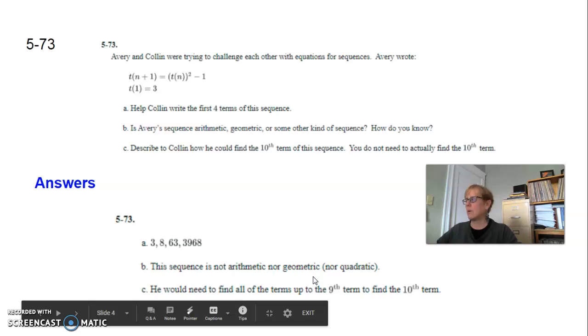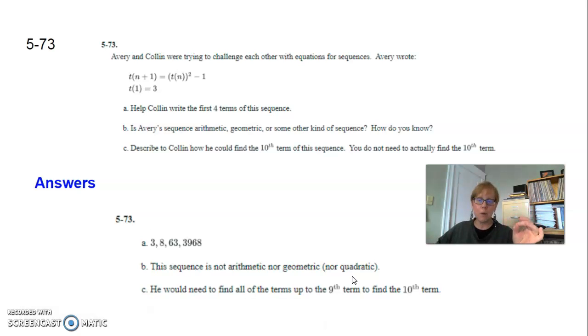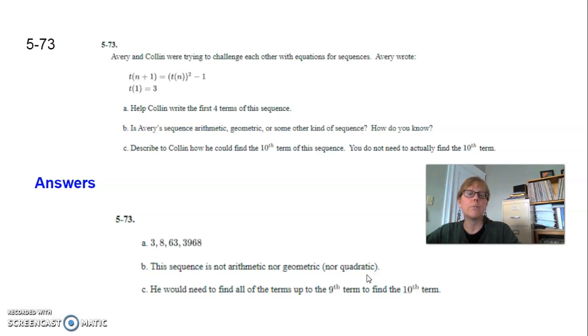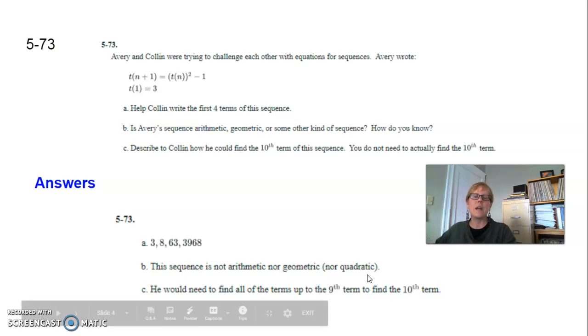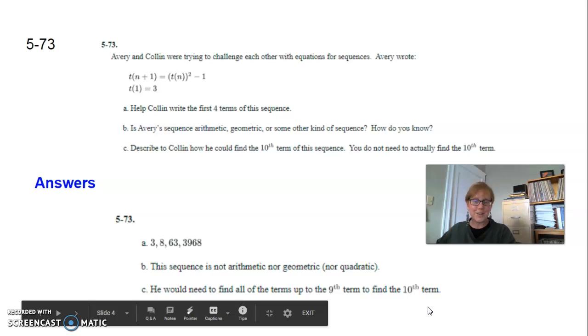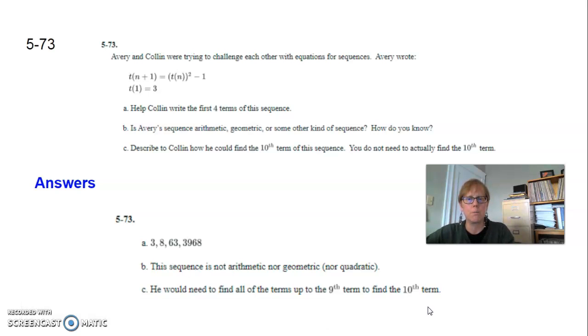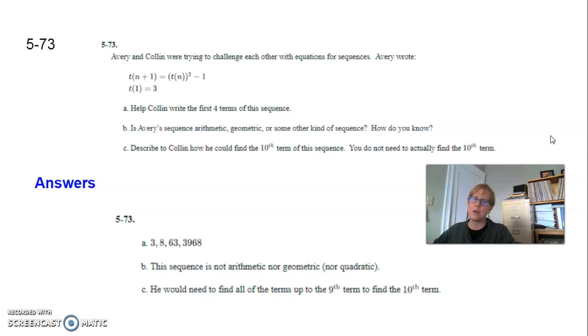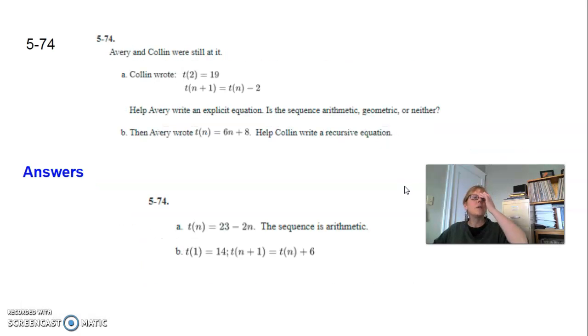This sequence is neither arithmetic nor geometric. You can explain it like this. You're not just adding to get each term, and you're also not just multiplying to get each term. If that's the case, it's something different. In this case, it's quadratic. We will be getting to quadratics later, but for now, just know it's not arithmetic or geometric. For this one, he'd have to actually figure out everything up to the 10th term, and I started trying to figure it out. It is a huge number, so I'm not going to bother. I would have gone into scientific notation, and maybe at some other point we'll do that, but it was a huge number.